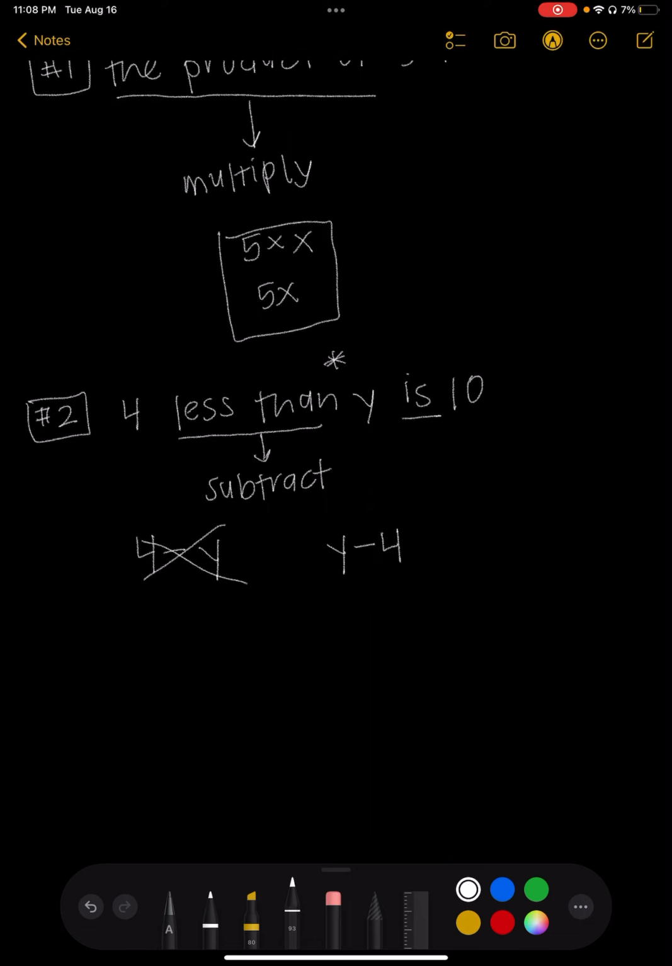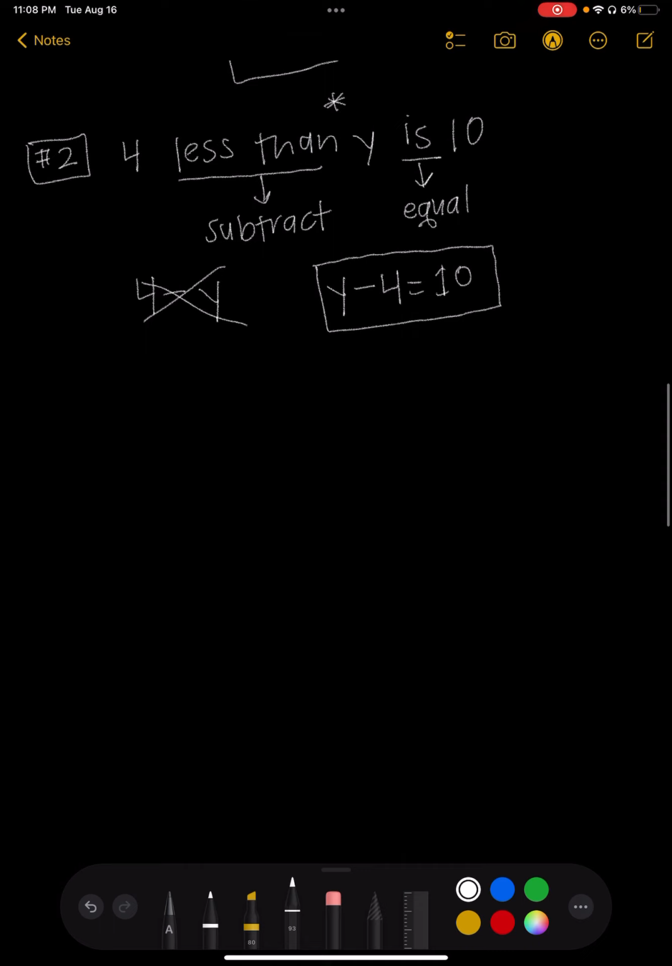And then is was a part of our equality list. So that means that this is an equal sign. So it's going to be equals 10. And there is our answer. Once again, because it says less than, we have to flip-flop the 4 and the y, or like the front part and the back part.